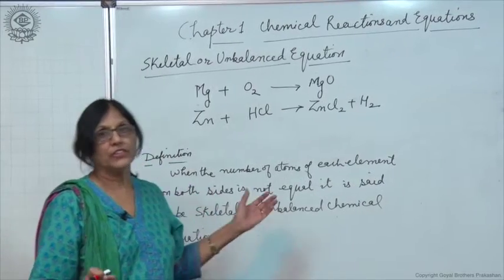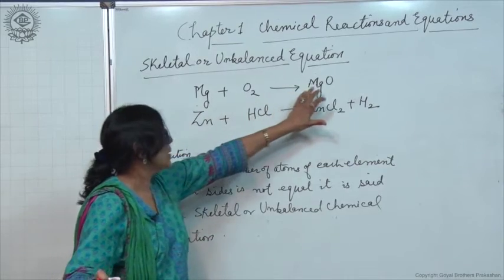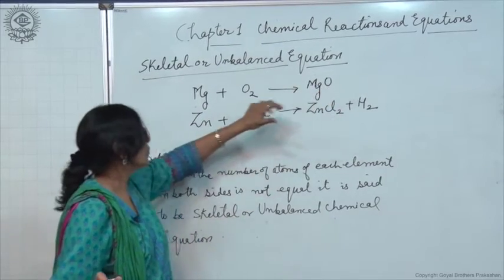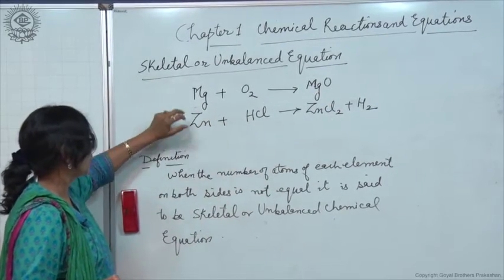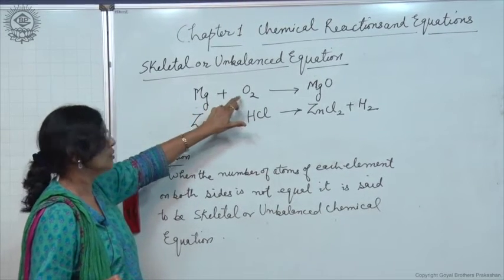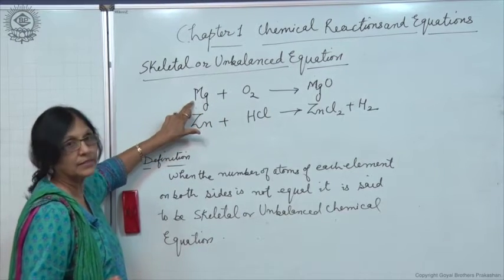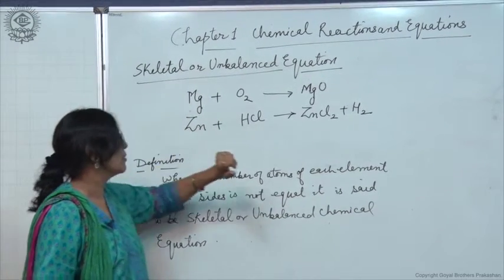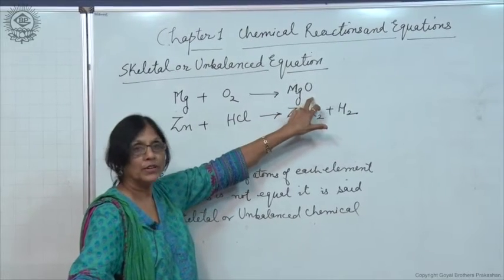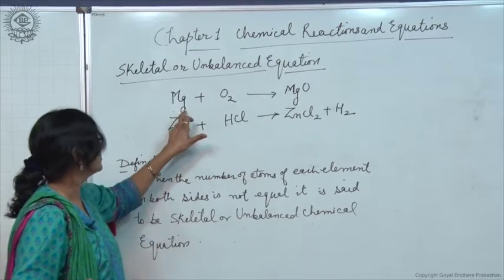In the chemical equations we have discussed, Mg plus O2 gives MgO. Now, if you count the number of atoms of magnesium and oxygen on the left hand side, on the reactant side, magnesium atom is 1 here, and now count the number of magnesium atoms on the product side, it is 1 here. So, number of atoms are same.